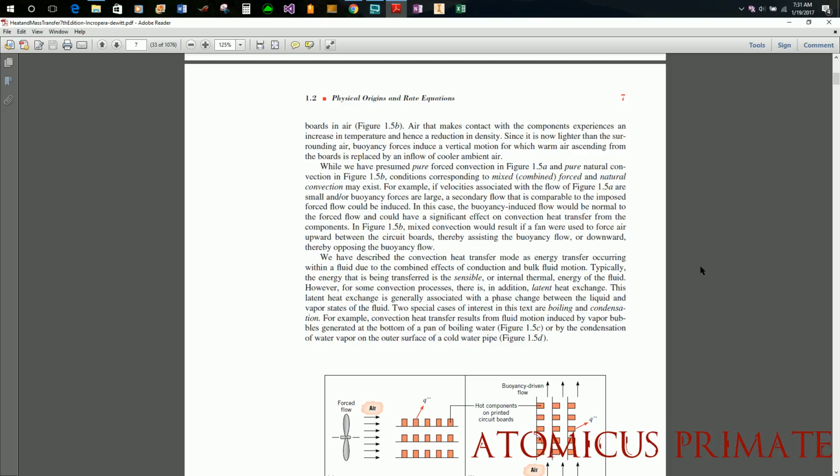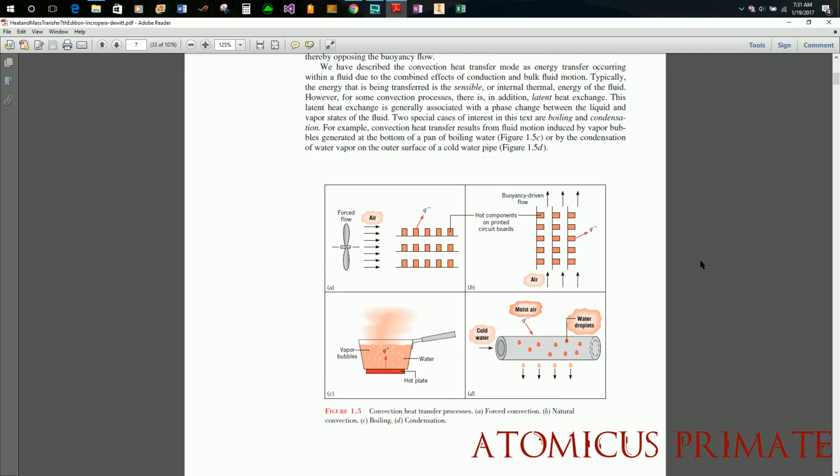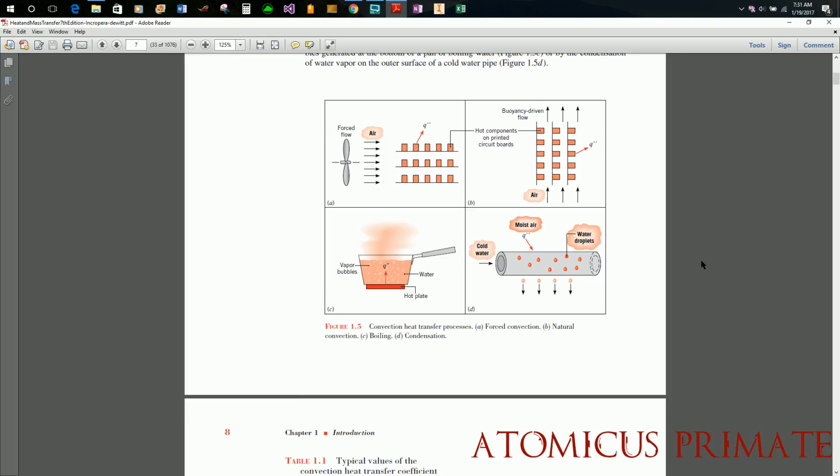For example, convection heat transfer results from fluid motion induced by vapor bubbles generated at the bottom of a pan of boiling water, or by the condensation of water vapor on the outer surface of a cold water pipe. They have some figures here. One is a fan blowing over the elements, and another one showing the air blowing over the elements, a boiling pot of water. Okay.